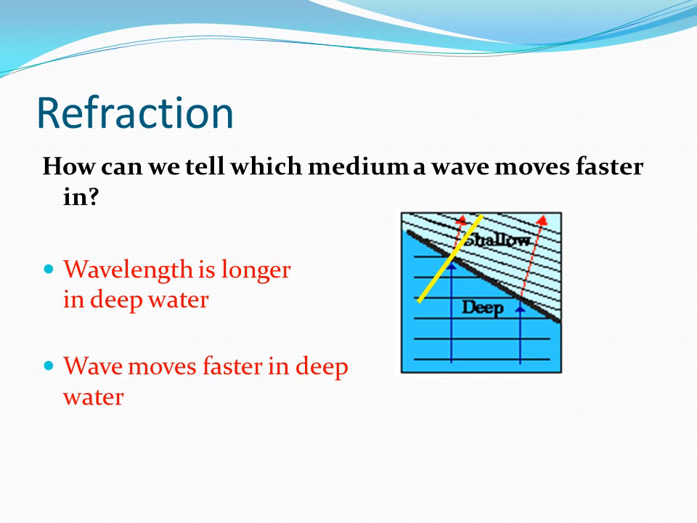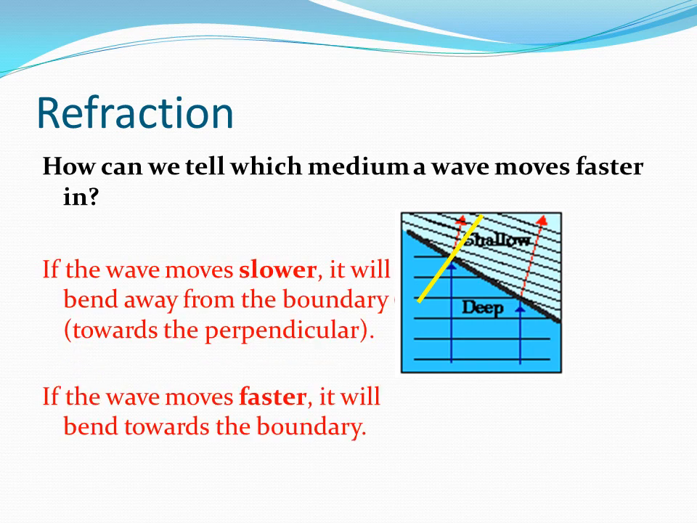If the wave moves slower, then the wave will bend away from the black boundary and towards the yellow perpendicular. This is true for all refracted waves. In other words, if your wave moves slower in the second media, aka shallow water here, it will bend away from the black boundary and towards the yellow perpendicular. The other way is true. So if you're moving faster, it will instead bend towards the black boundary.